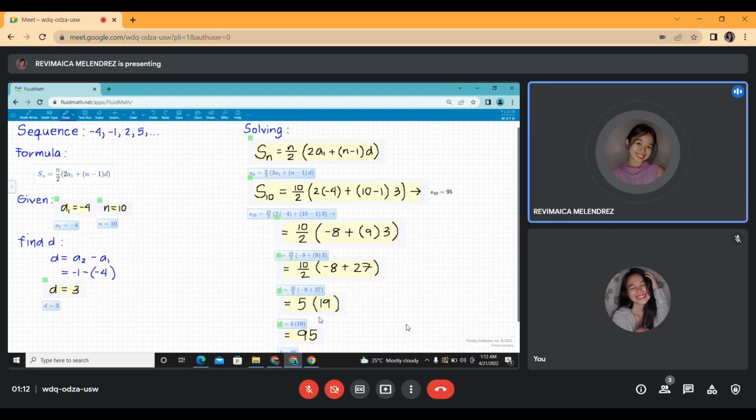So we have here, in our solving, S sub 10 is 95. And according to FluidMath, the sum of the 10th term of the arithmetic sequence is 95. So we got the same answers. Therefore, the sum of the 10th term of the given arithmetic sequence is 95.